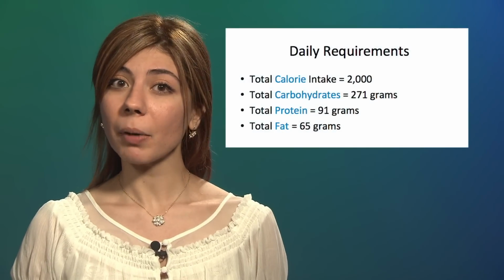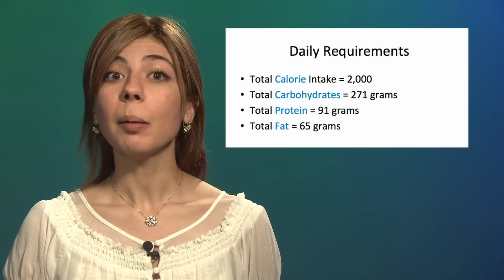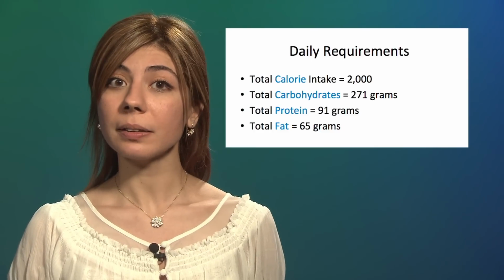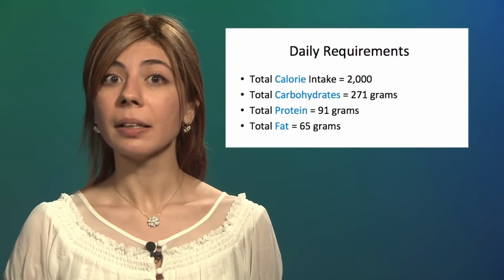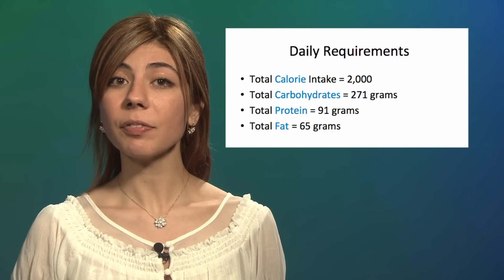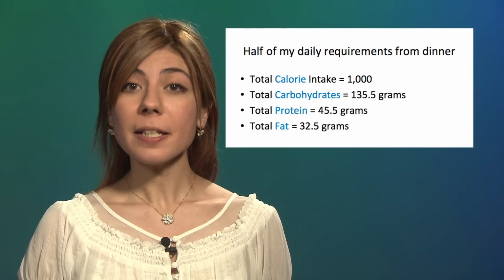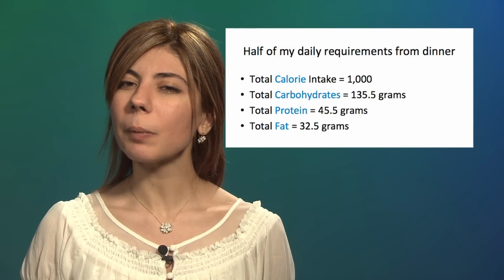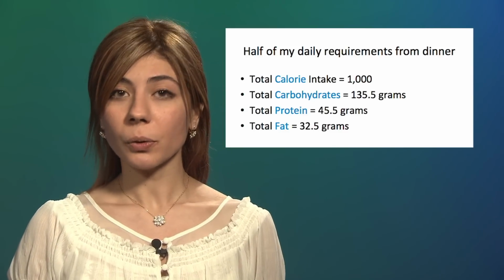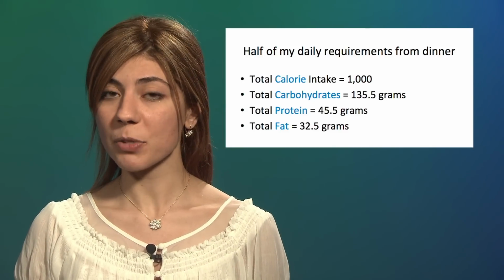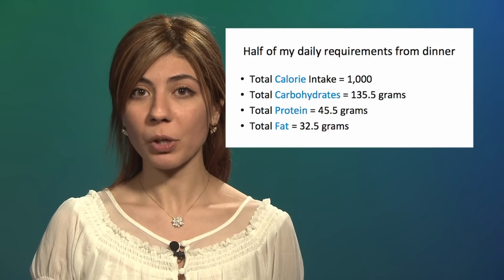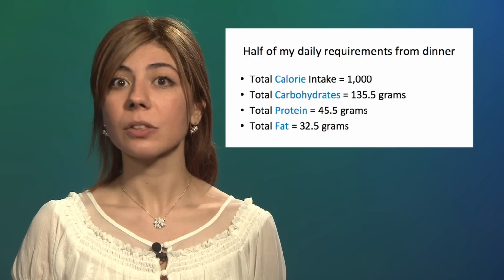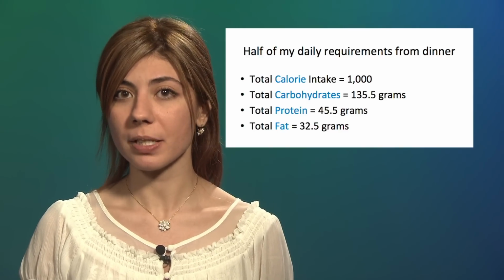Let's assume that I weigh around 120 pounds and I'm a moderately active person. So I require about 2000 calories per day. My daily requirements are 271 grams of carbohydrates, 91 grams of protein, and 65 grams of fat. This dinner will cover half of my daily requirements, so the calorie intake should be at least 1000. I should consume 135.5 grams of carbohydrates, 45.5 grams of protein, and 32.5 grams of fat from this dinner.